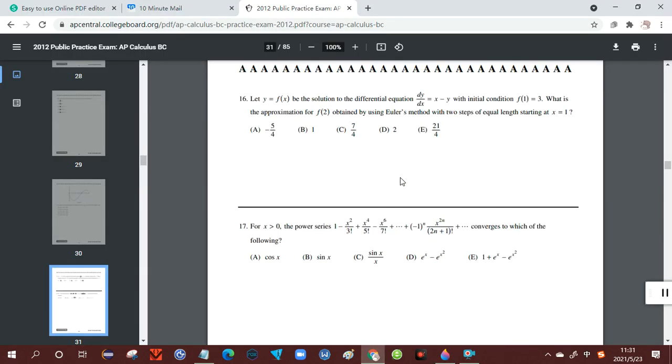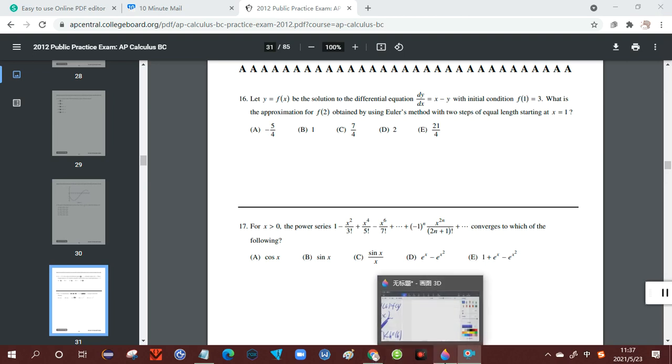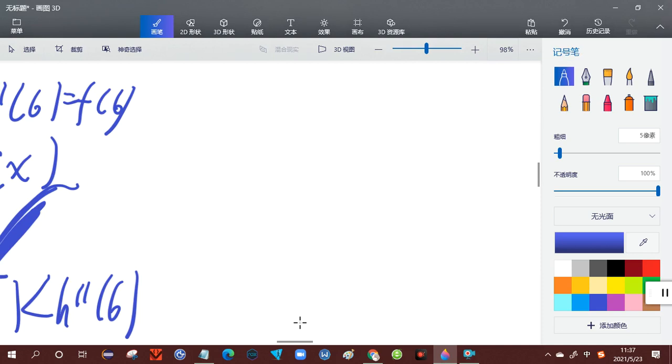Now let's look at problem 16. It is a basic Euler's method problem. Let y equal f(x) be the solution of the differential equation dy/dx equal to x minus 1 with the initial condition f(1) equal to 3. What is the approximation for f(2) obtained by using Euler's method with two steps of equal size starting at x equal to 1? Okay, so let's write the equation down here.